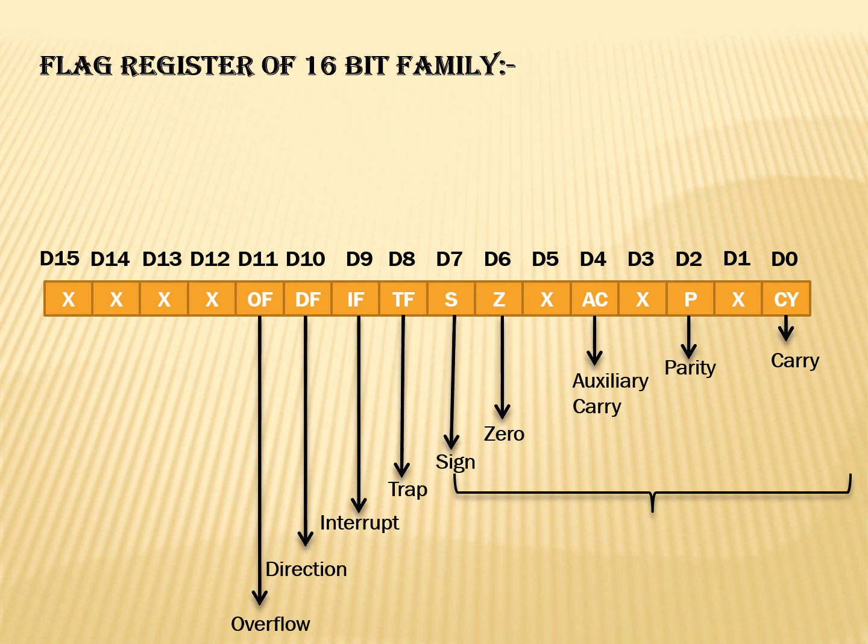So from sign to carry as well as the overflow flag, all come under the status flags, and my direction, interrupt and trap flags all come under the control flags. So by this we complete the flag register of the 16-bit family. The next class we will learn about the programming model of the 32-bit family. Thank you.